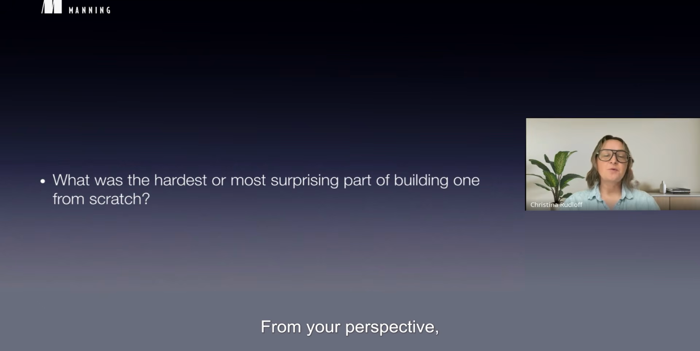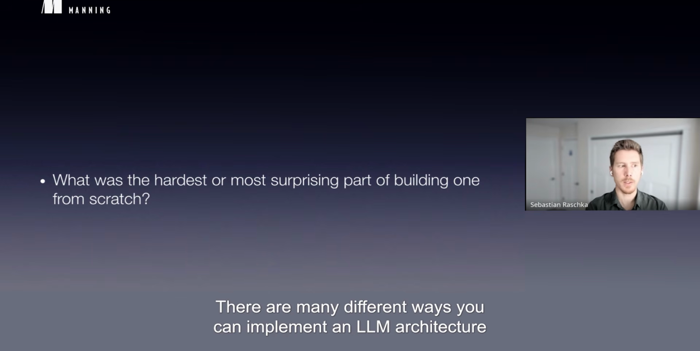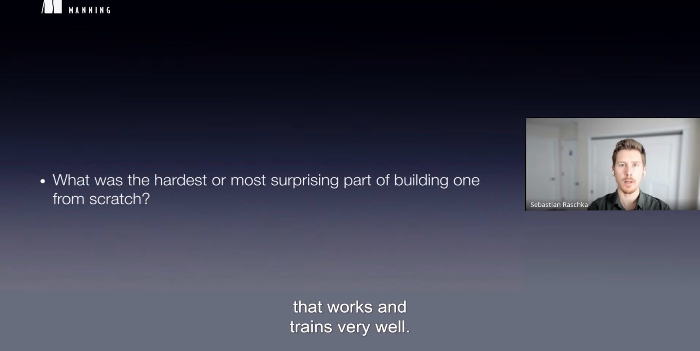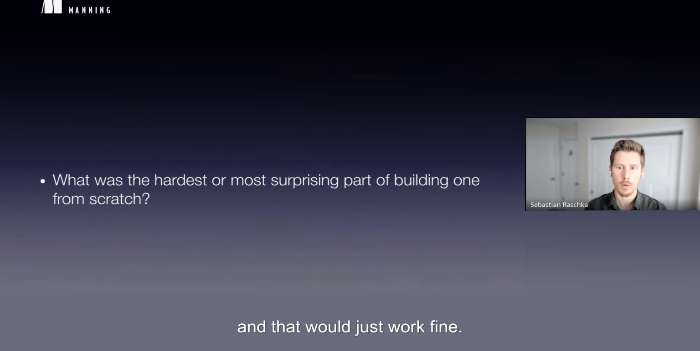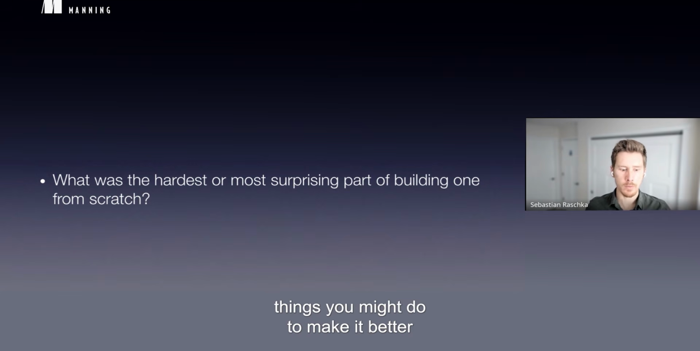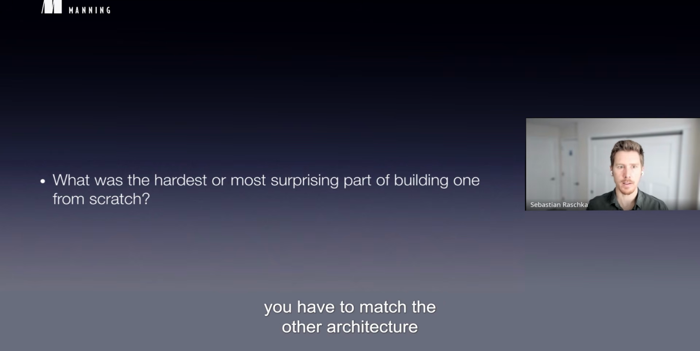From your perspective, what was the hardest or most surprising part of building an LLM from scratch? I would say that was the loading of the pre-trained weights. There are many different ways you can implement an LLM architecture that works and trains very well. It's like the saying that all roads lead to Rome. There are multiple ways you can implement an LLM architecture that is not necessarily wrong and that would just work fine. And maybe there are even things you might do to make it better that others have not been doing. But if you want to load the pre-trained weights, you have to match the other architecture.